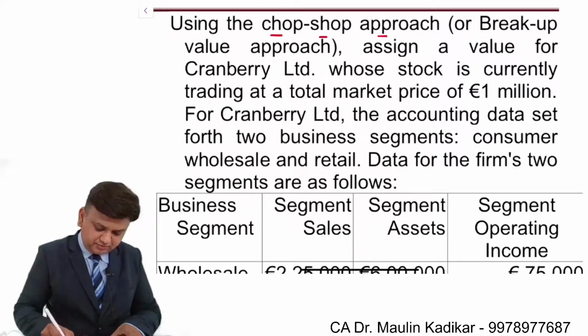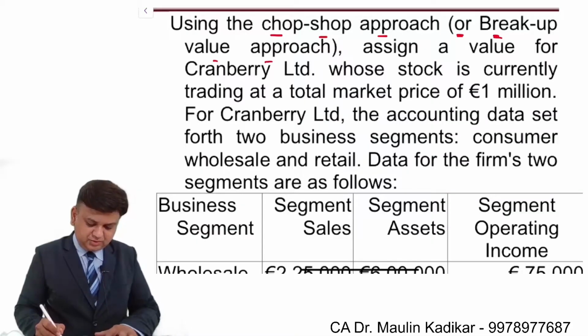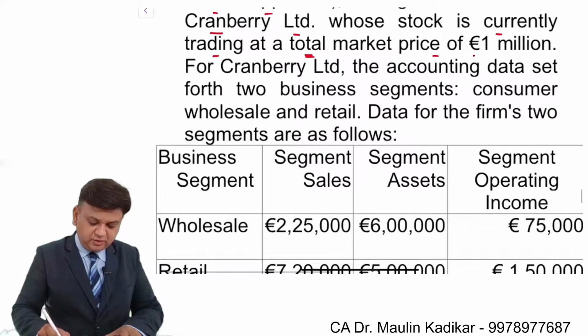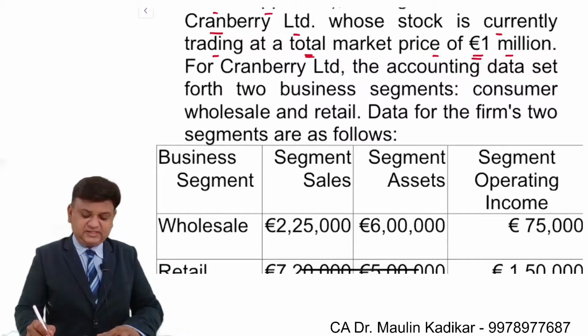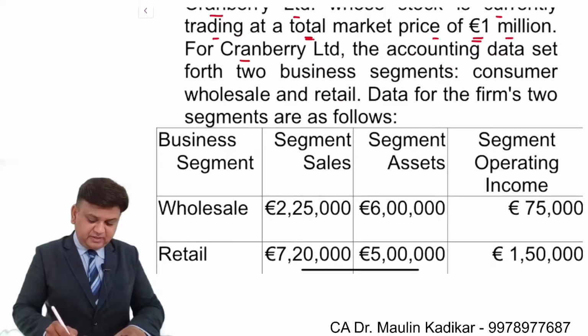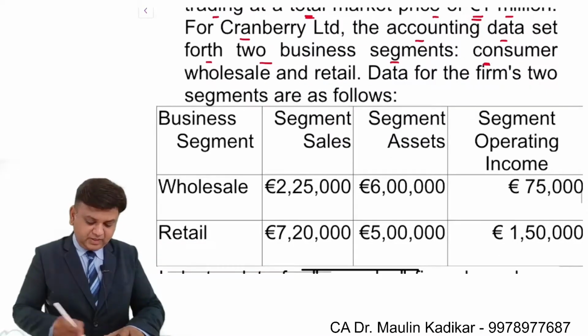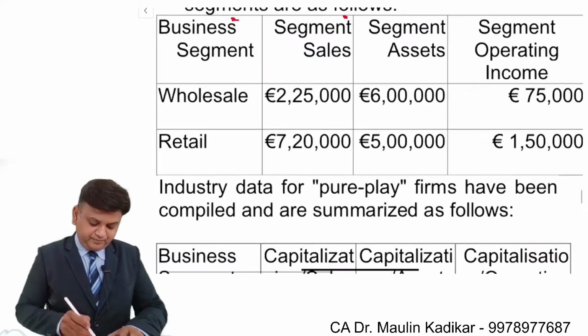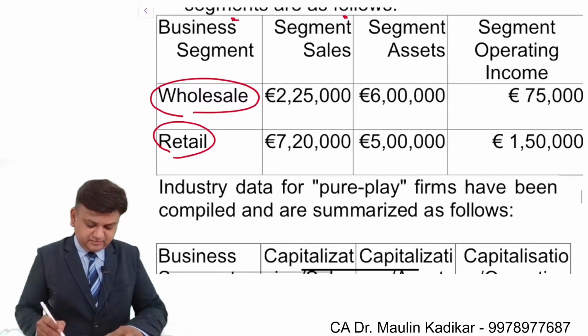Using the chop shop approach or breakup value approach, assign a value for Cranberry Limited, whose stock is currently trading at a total market price of euro 1 million. It means 10 lakhs. For Cranberry Limited, the accounting data set forth two business segments: consumer wholesale and consumer retail. Data for the firm's two segments are as follows: wholesale segment and retail segment.